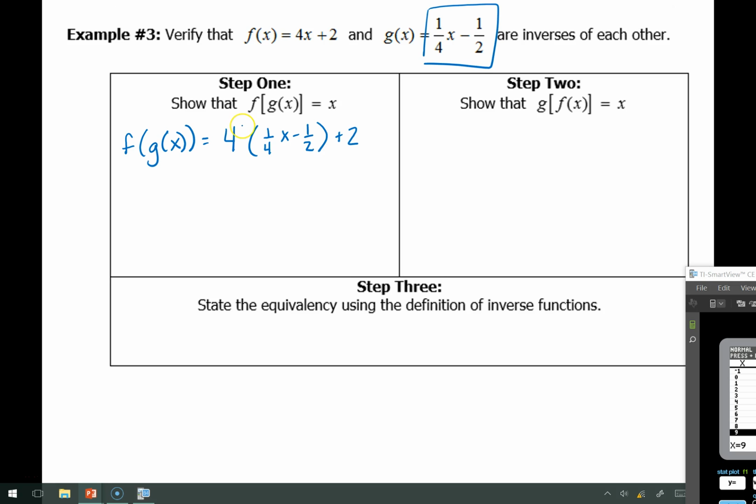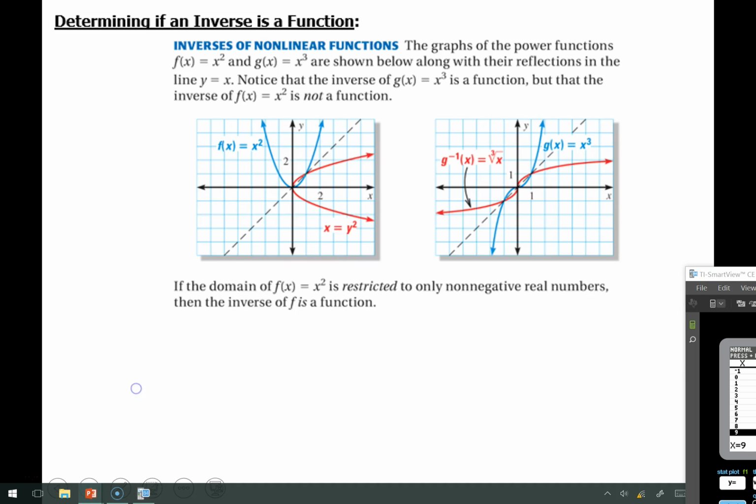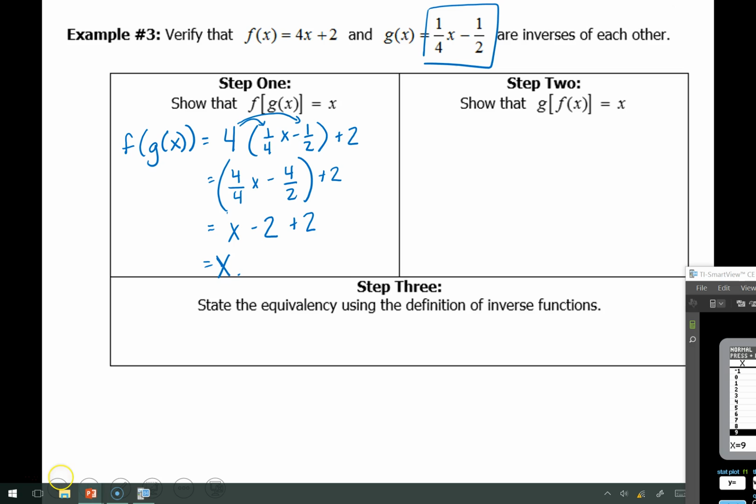So let's take this 4 that's being multiplied and distribute it. That gives you 4/4 times x minus 4/2. And then you've got that plus 2 on the end. 4/4 is just 1, so that's x, and 4 divided by 2 is 2, so that's x minus 2, and then there's that plus 2. Negative 2 plus 2 is 0, so this is equal to just x. That first part worked with the rule that we just talked about. I composed f of g of x and I got just x.